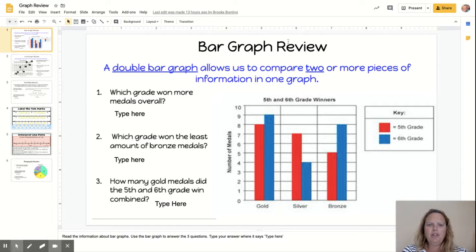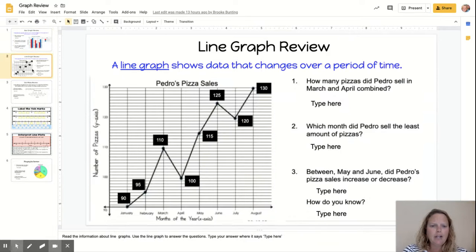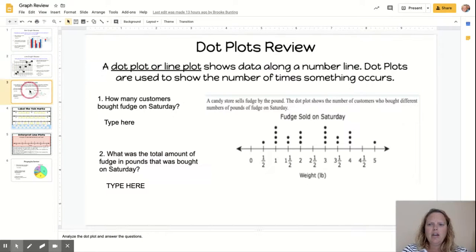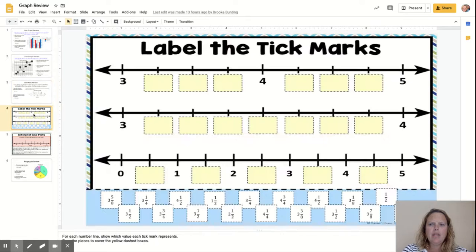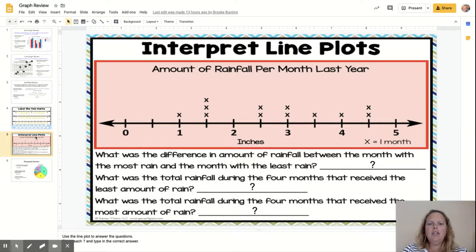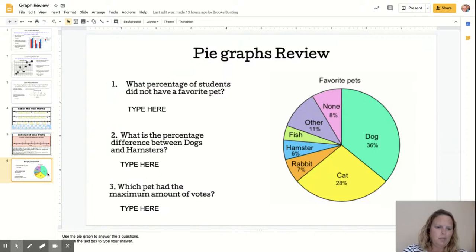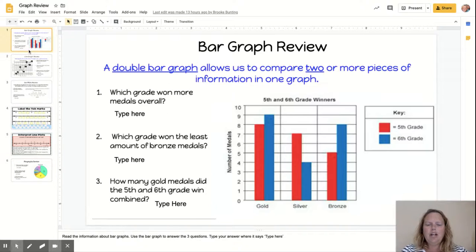So this is going to review different kinds of graphs. You've got bar graphs, which is also double bar graphs. You've got a line graph review, dot plot. This is labeling the tick marks on like a number line. Interpreting line plots or dot plots again, and then this one's super easy. It's a pictograph, or I'm sorry, a pie graph or a pie chart review. So I'm going to start here.